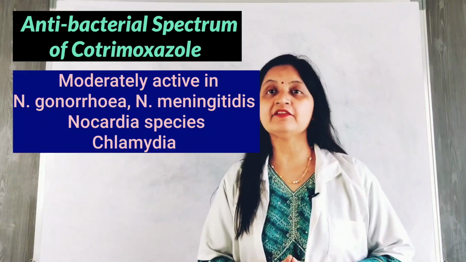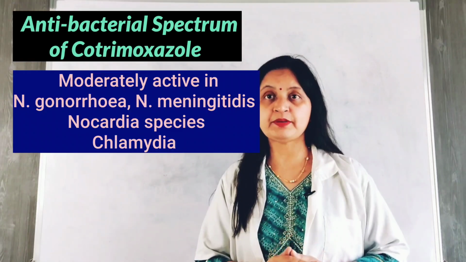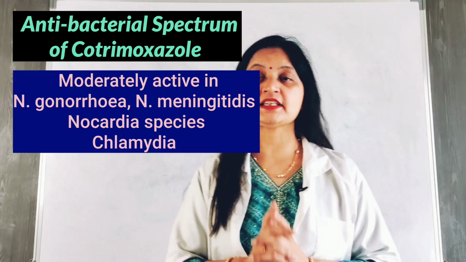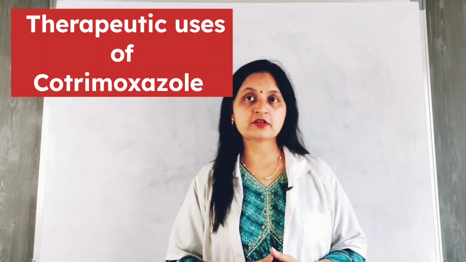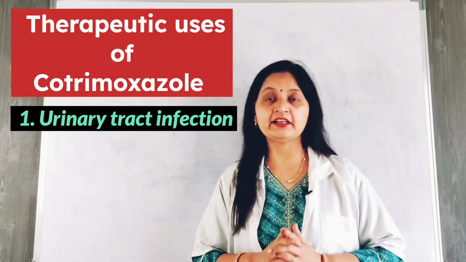Cotrimoxazole is moderately active against Neisseria gonorrhoeae and Neisseria meningitidis, Nocardia species, and it is also active against atypical organisms such as chlamydia. So coming to the therapeutic uses of cotrimoxazole, the first indication of cotrimoxazole is urinary tract infection.